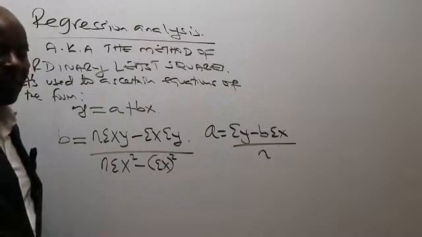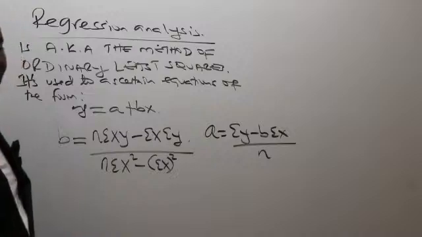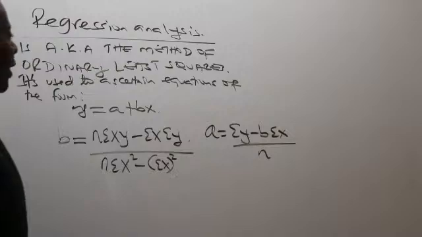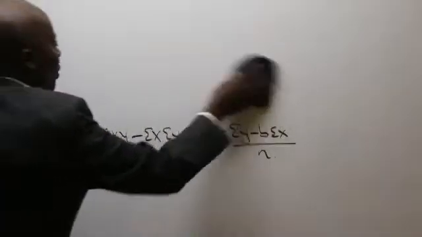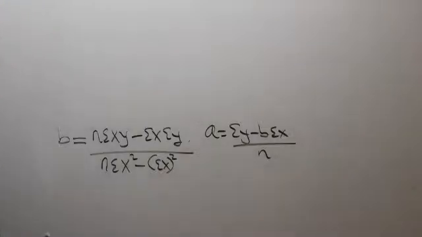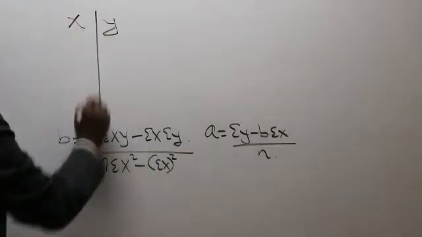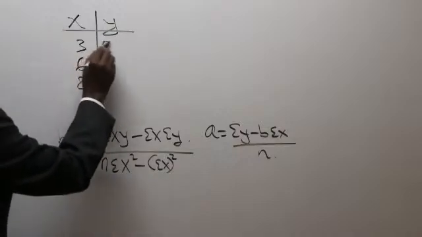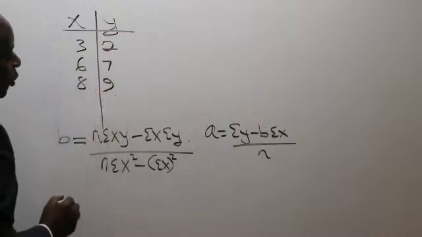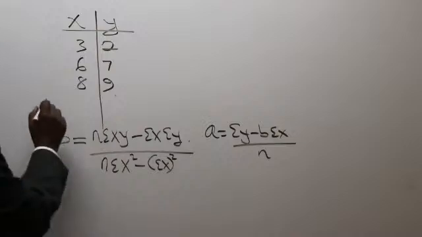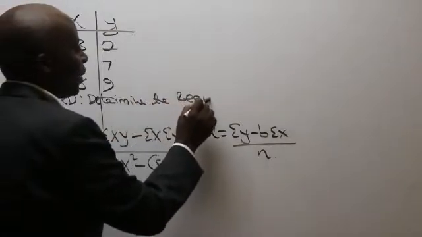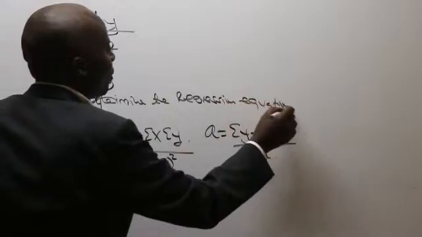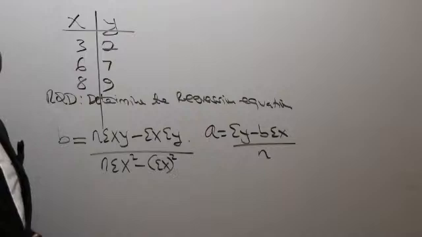We must cram them. We must cram this. Now we come straight away to an exercise, and exercise for us is very important. If you are given here, for example, x as 3, 6, 8 and y as maybe 2, 7, 9, and they want you to ascertain the regression equation. So you are required to determine the regression equation.